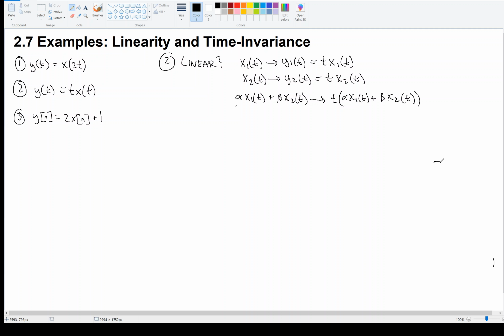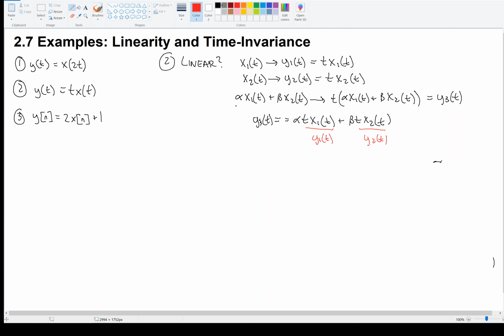Okay, call this y3 of t. So notice I can distribute that t in. So we'll say y3 of t equals alpha times t x1 of t plus beta t x2 of t, like that. And then I identify this, without the alpha anyway, as y1 of t, and without the beta, this is y2 of t.